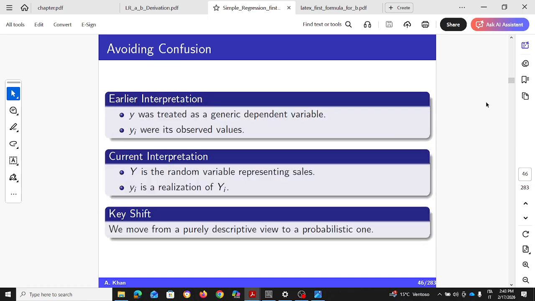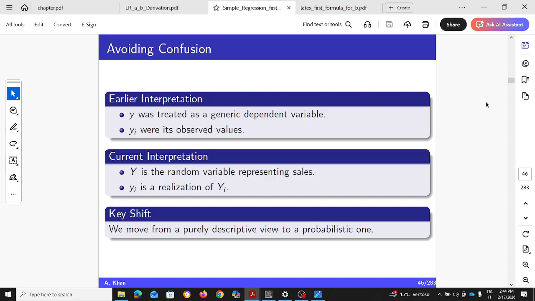Now, earlier our interpretation was that we treated y as a generic dependent variable. We said it depends on x, on the observed values. But now the current interpretation is, for each experiment, capital Y, it's a random variable which denotes our sales. And yi is the realization of each experiment. So we have a big experiment, capital Yi, and inside this experiment, what we do every day for the whole week, we refer to each of those outcomes by small yi.